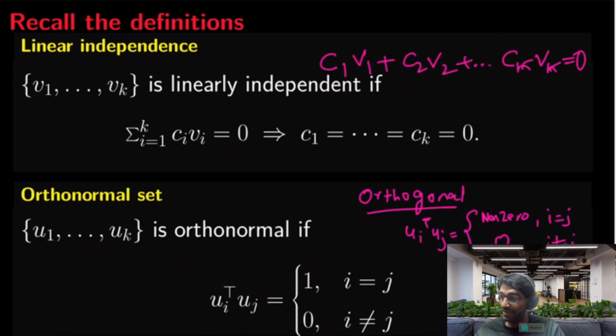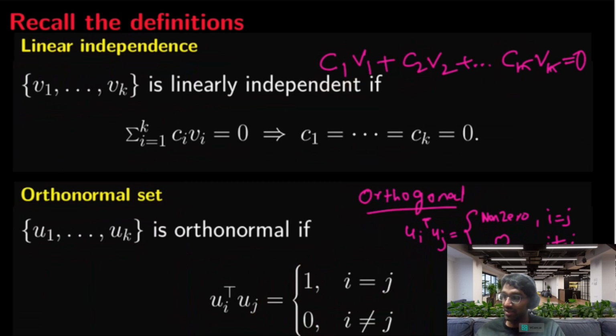By the way, orthonormality is a specific condition of orthogonality. So an orthogonal set is when the dot product gives non-zero or zero. And for orthonormality, one more condition is added, which is that the non-zero has to be 1. So an orthonormal set is a subset of an orthogonal set.